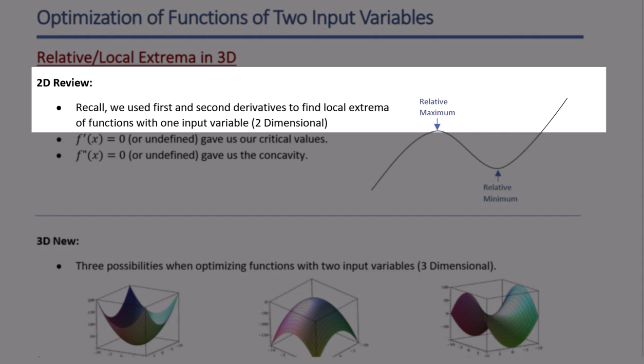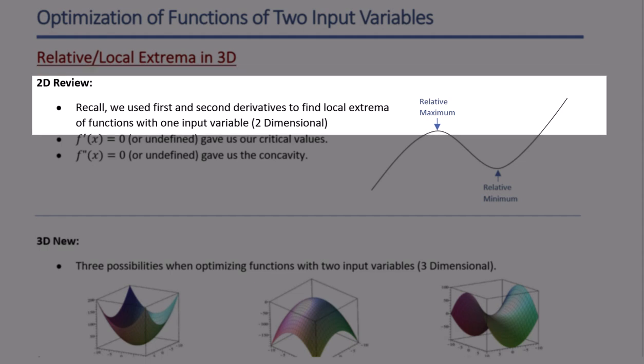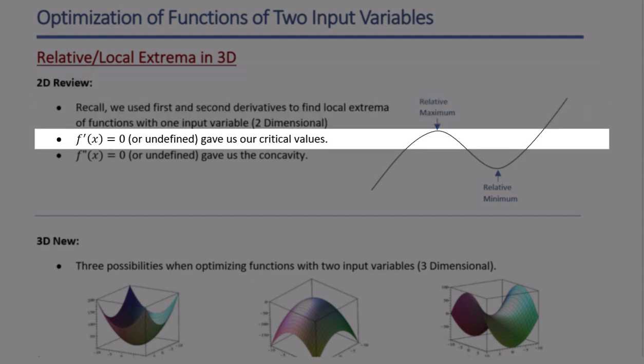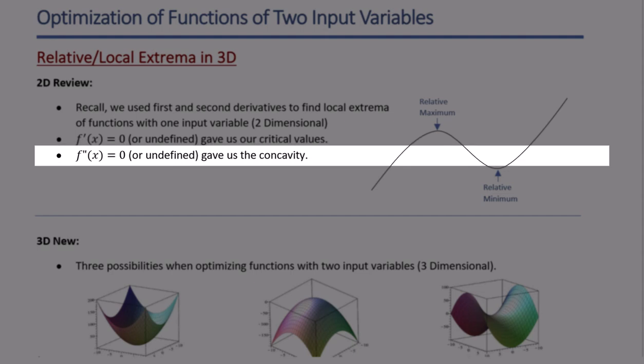So recall we used first and second derivatives to find the local extrema of functions with one input variable. Now again, one input variable, that's 2-dimensional. You have an x and you have a y. We take the first derivative, set it equal to 0, or where it's undefined, and those are the values that gave us our critical points. The second derivative, set equal to 0 or undefined, gave us our inflection points, which determine concavity.